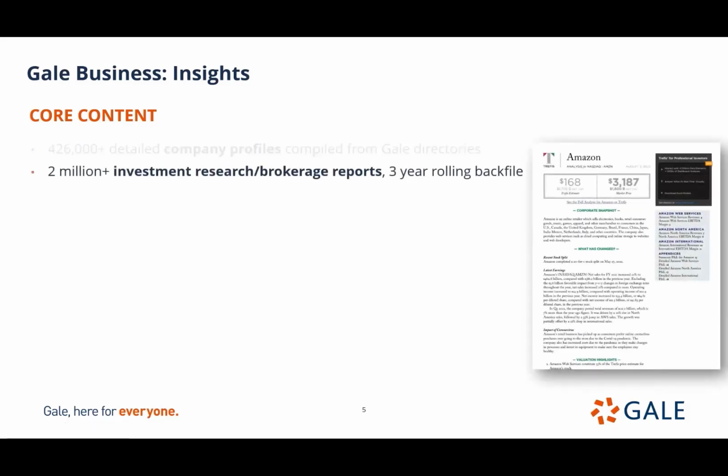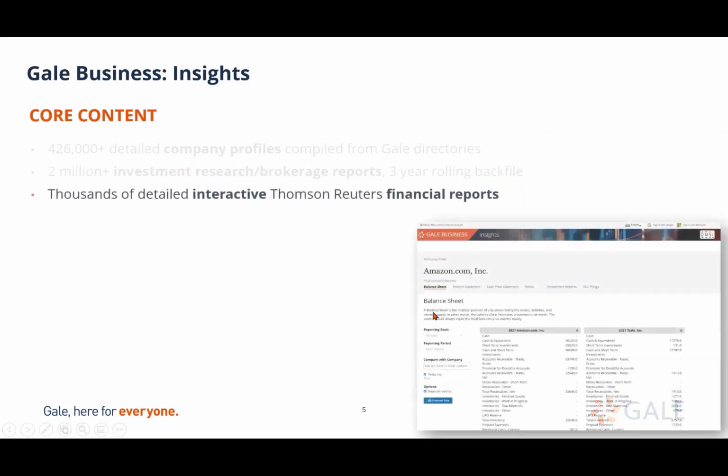We also house over 2 million investment research brokerage reports with a 3-year rolling back file. These investment reports are completely unique to Gale. No other vendor really offers investment research reports as we do, and coordinating them specifically with companies that are being profiled in our resource. This is a great advantage because investment research reports cost about $8 per page. So having these PDF pages from a variety of investment houses and banks is a great asset to our researchers.